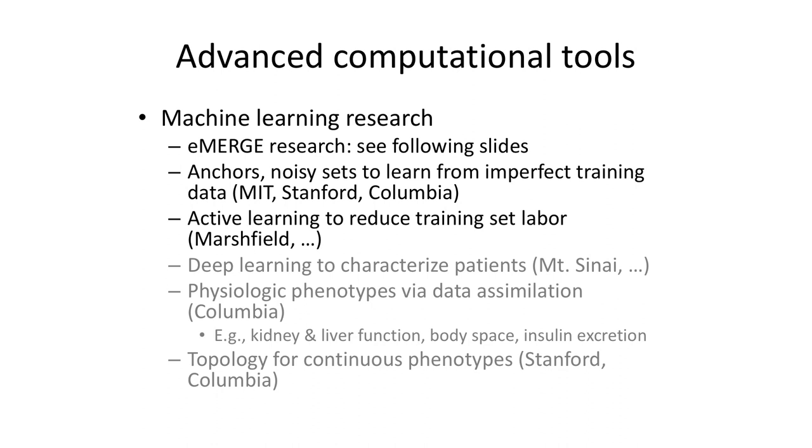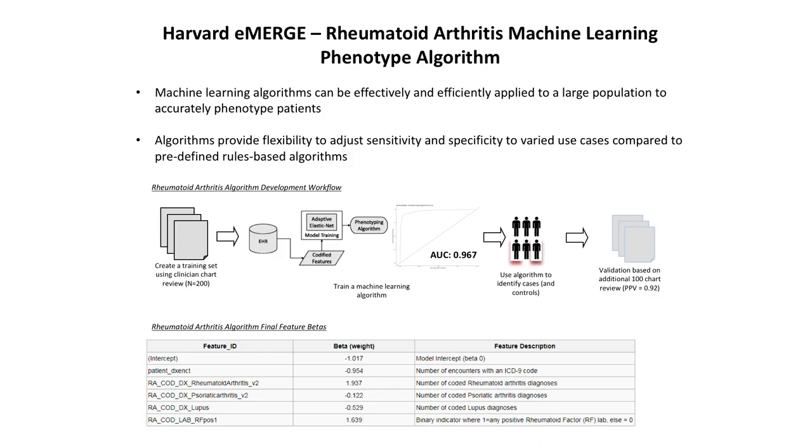Similarly, active learning, which is a related topic, basically accomplishes the same thing, reducing the training set labor. And then I mentioned deep learning, for example, the stuff being done at Mount Sinai on diabetes, and then the other two I already mentioned. So we've had some success here at Harvard.